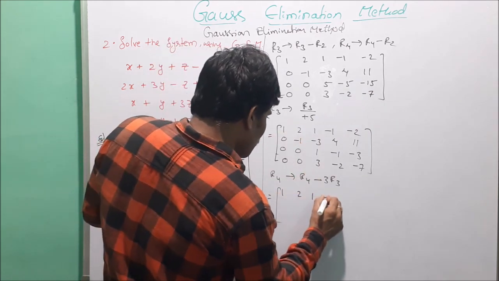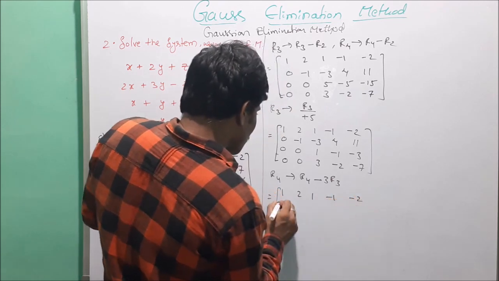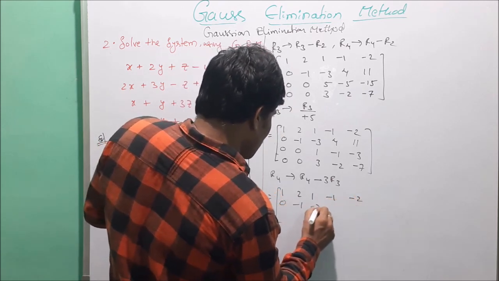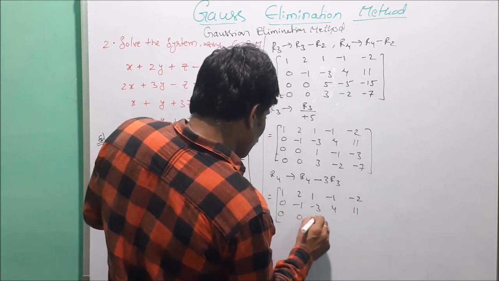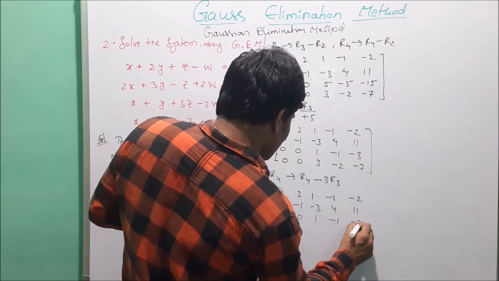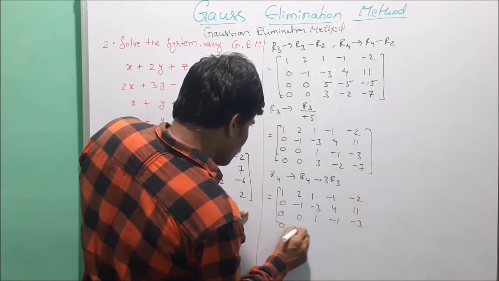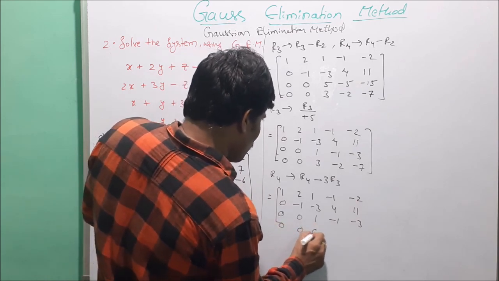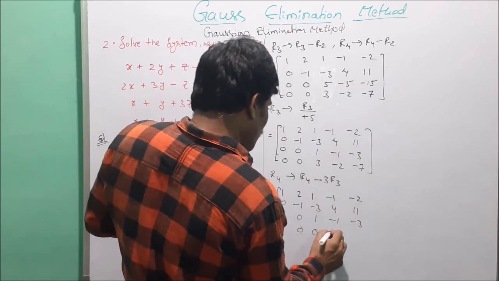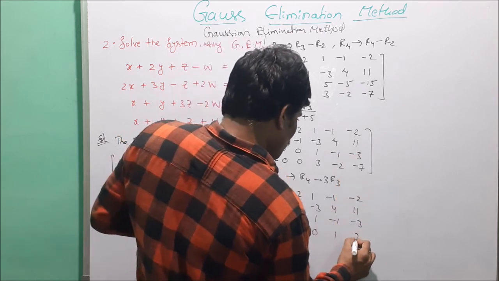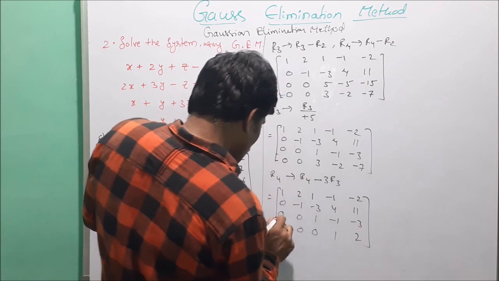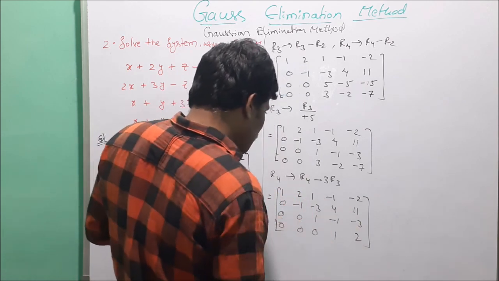So the resultant matrix is: the first three rows do not change. 1, 2, 1, minus 1, minus 2. 0, minus 1, minus 3, 4, 11. 0, 0, 1, minus 1, minus 3. This is 0, 0, 3 minus 3, 0, minus 2 plus 3, 1, minus 7 plus 9, 2. So, this is the resultant matrix.